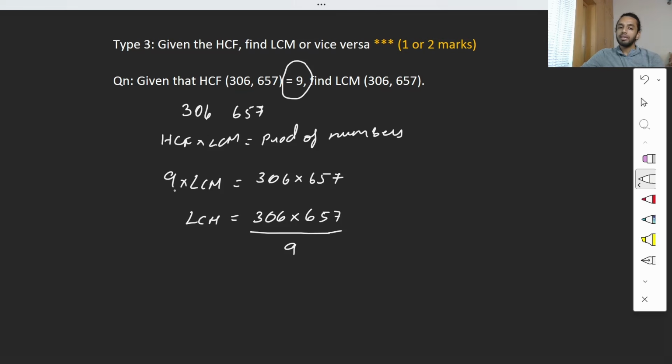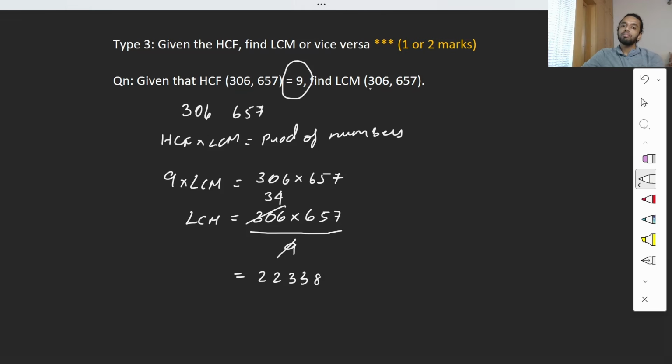The 9 on the left hand side is in multiplication, so when it comes to the right hand side, it becomes division. Now we can cancel this 9 three times and then 9 four times. Now when we multiply these two, we get 22338, and this is the LCM for this question.